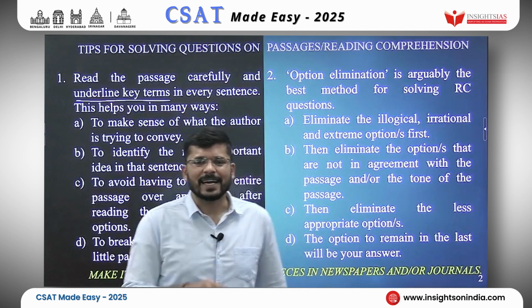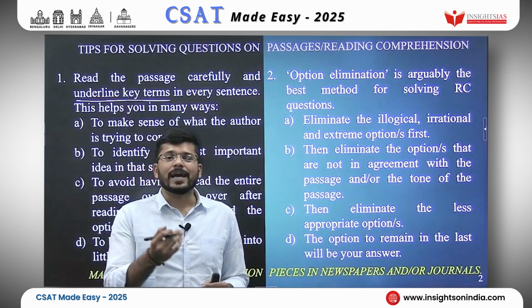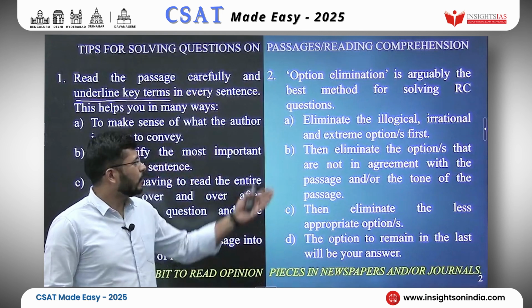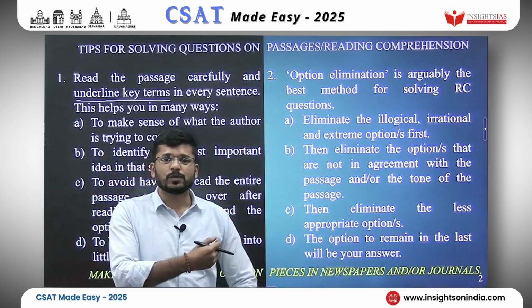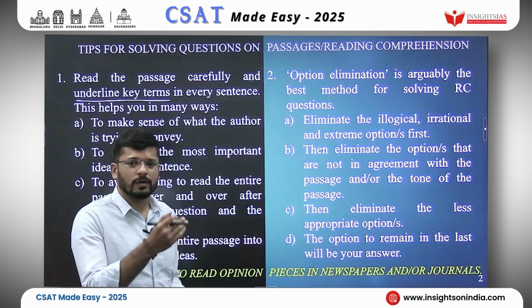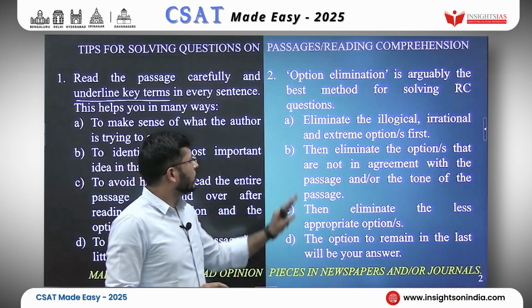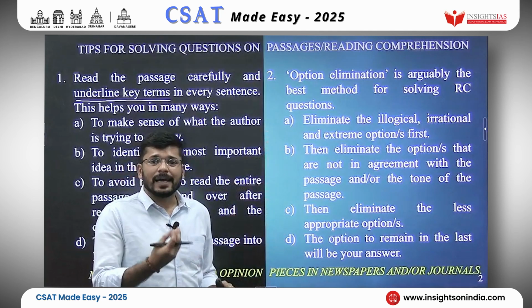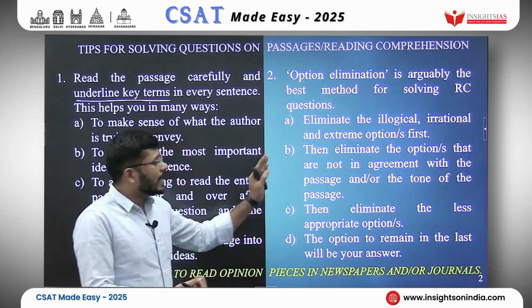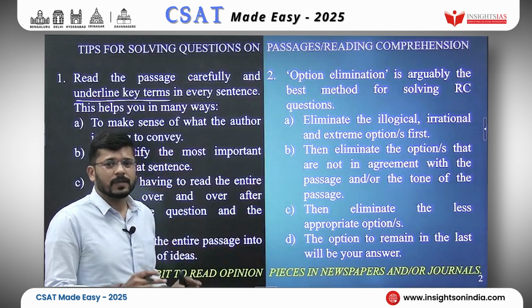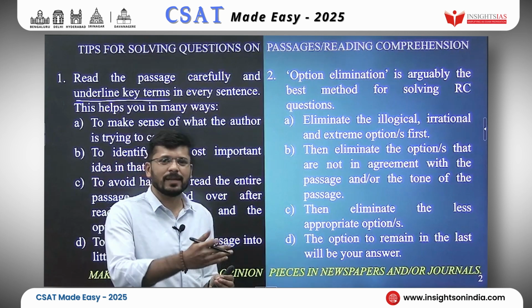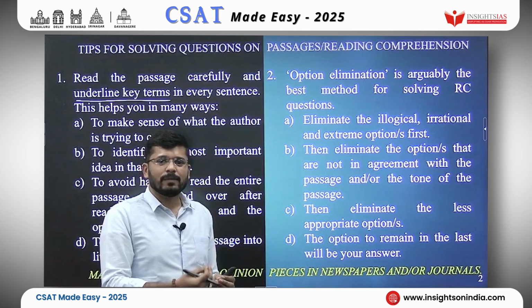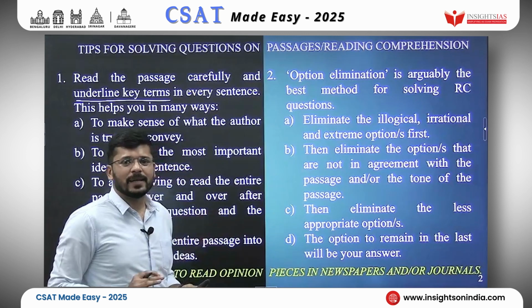And what is the second step? The second step would be to eliminate the options. I have listed 4 steps to do that also. How will we eliminate options? First, eliminate the illogical, irrational and extreme options. Some options will be quite illogical and some of them will be suggesting an extreme thing. Eliminate them first.